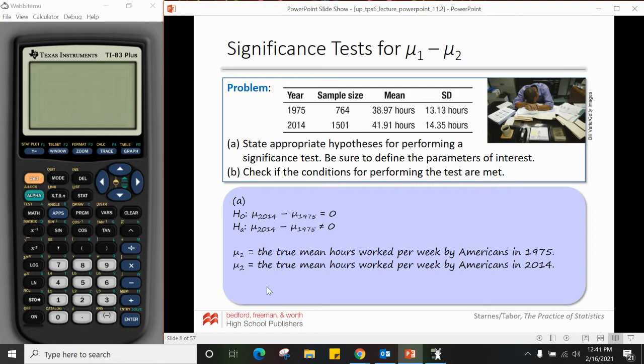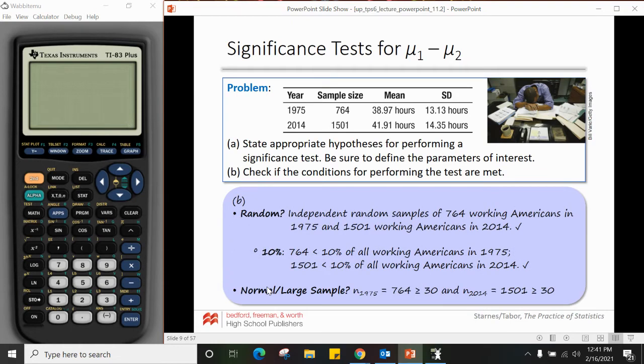And then I need to state my parameters. So mu1 is the true mean hours worked per week by Americans in 1975, and mu2 is the true mean hours worked per week by Americans in 2014. So this is really the state phase. It's not a bad idea to state your alpha level as well in this phase.